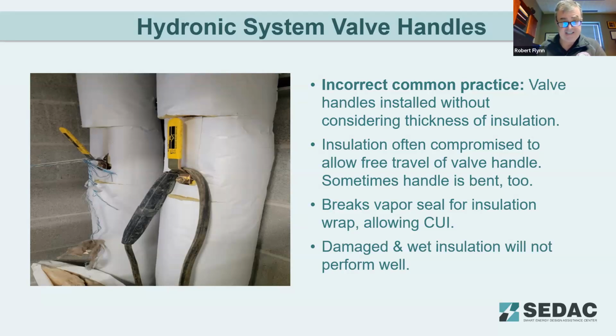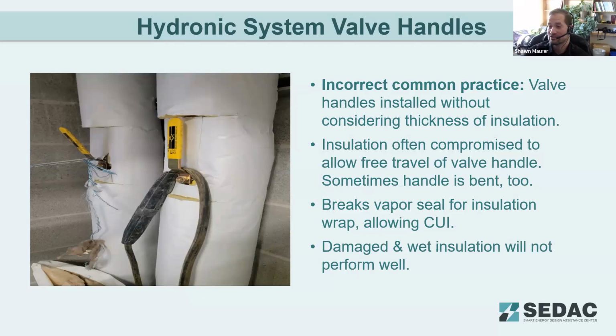I'll see a lot of the insulators actually bend the handle out and cut around it and still do the access. I don't think that's what it was mechanically intended to do. So actually a valve extender is needed. The more and more that you reduce the insulation thickness, the more possibility of a break in the vapor seal of the insulation wrap, causing a potential CUI that we talked about initially. Damaged or wet insulation will not perform well.